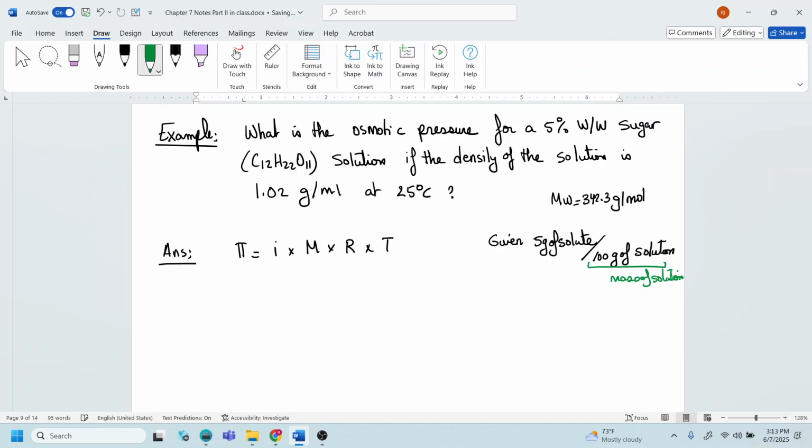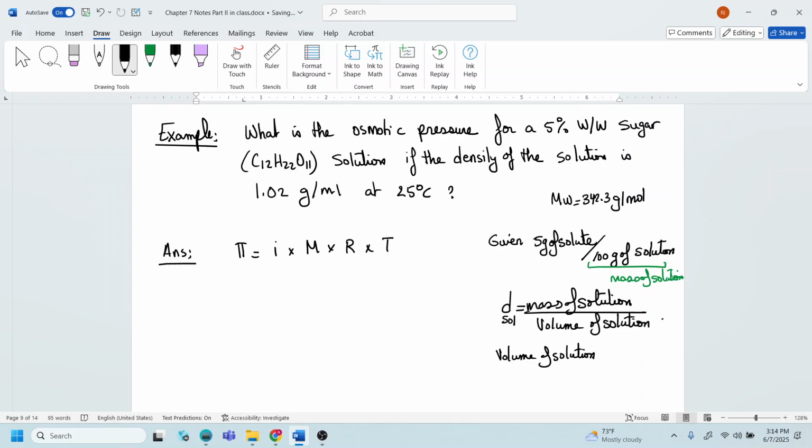So you have the mass of the solution and you have the mass of the solute. Okay, pay attention to that. The mass of the solute, we can use to calculate the number of moles, but the mass of the solution, we can use to calculate the volume because we already know the density of the solution. The density of the solution is equal to the mass of the solution divided by the volume of the solution. We can get the volume of the solution this way.